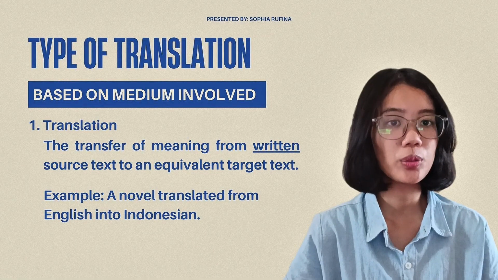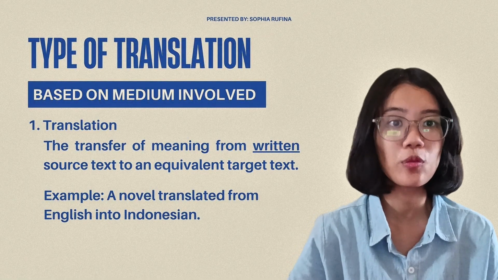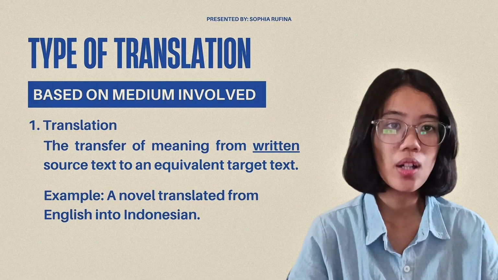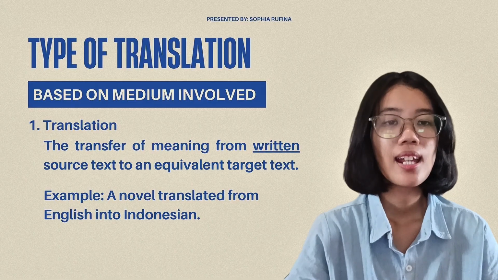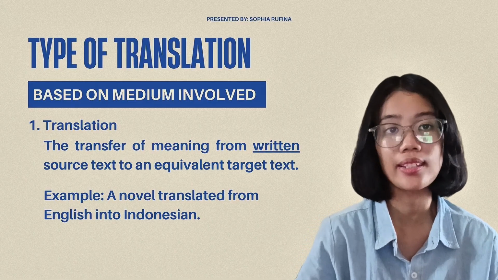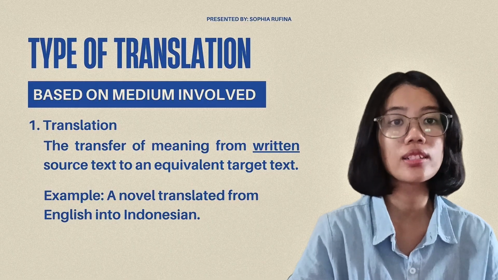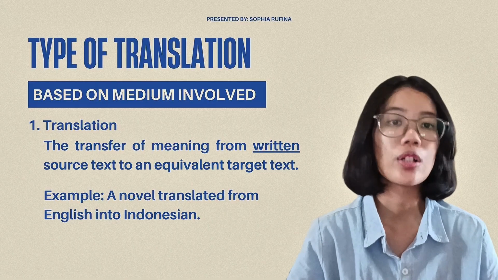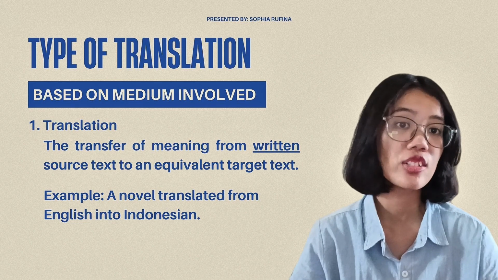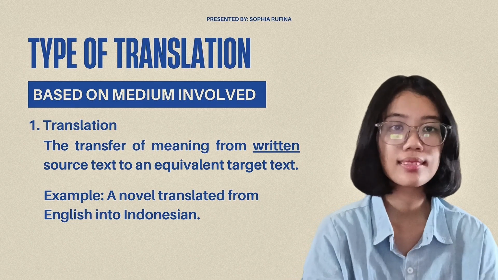The second group is based on the medium info. There are 4 types. Number 1 is translation. This is the transfer of meaning from written source text to an equivalent target text. For example is a novel translated from English into Indonesian.